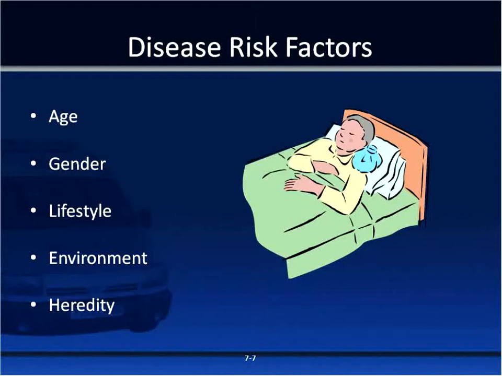Gender. Some diseases are more common in one gender than in others. For example, osteoporosis, multiple sclerosis, breast cancer, rheumatoid arthritis are more common in women. Lung cancer, gout, Parkinson's disease are all more common in men.